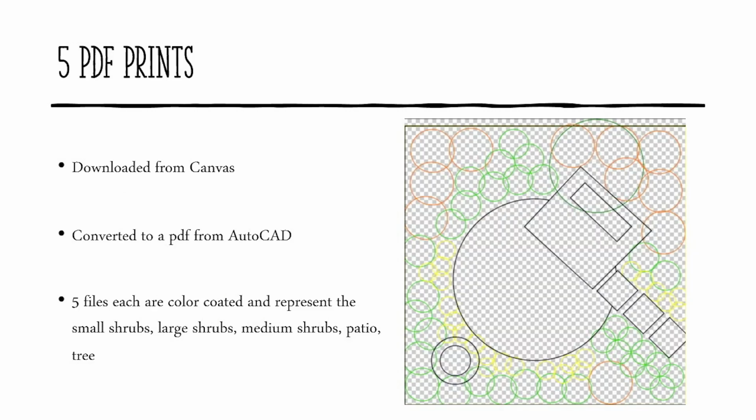As I said, we started by downloading these 5 DWG files that had to be opened in AutoCAD to convert them to a PDF file. Once converted, the file could be opened in Photoshop, and then I was on my way. Each file was color-coded and represented the small, medium, and large shrubs, and the tree and patio as well.